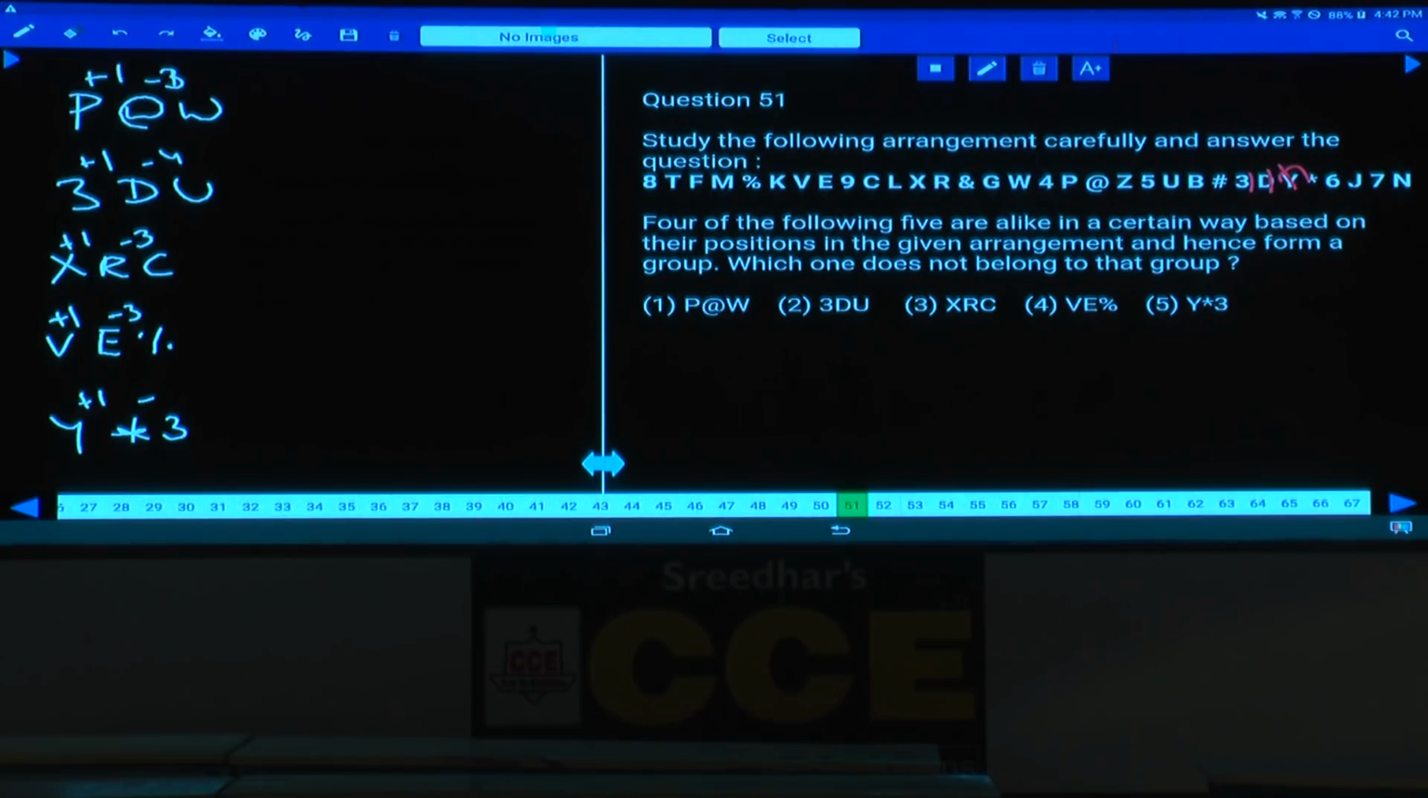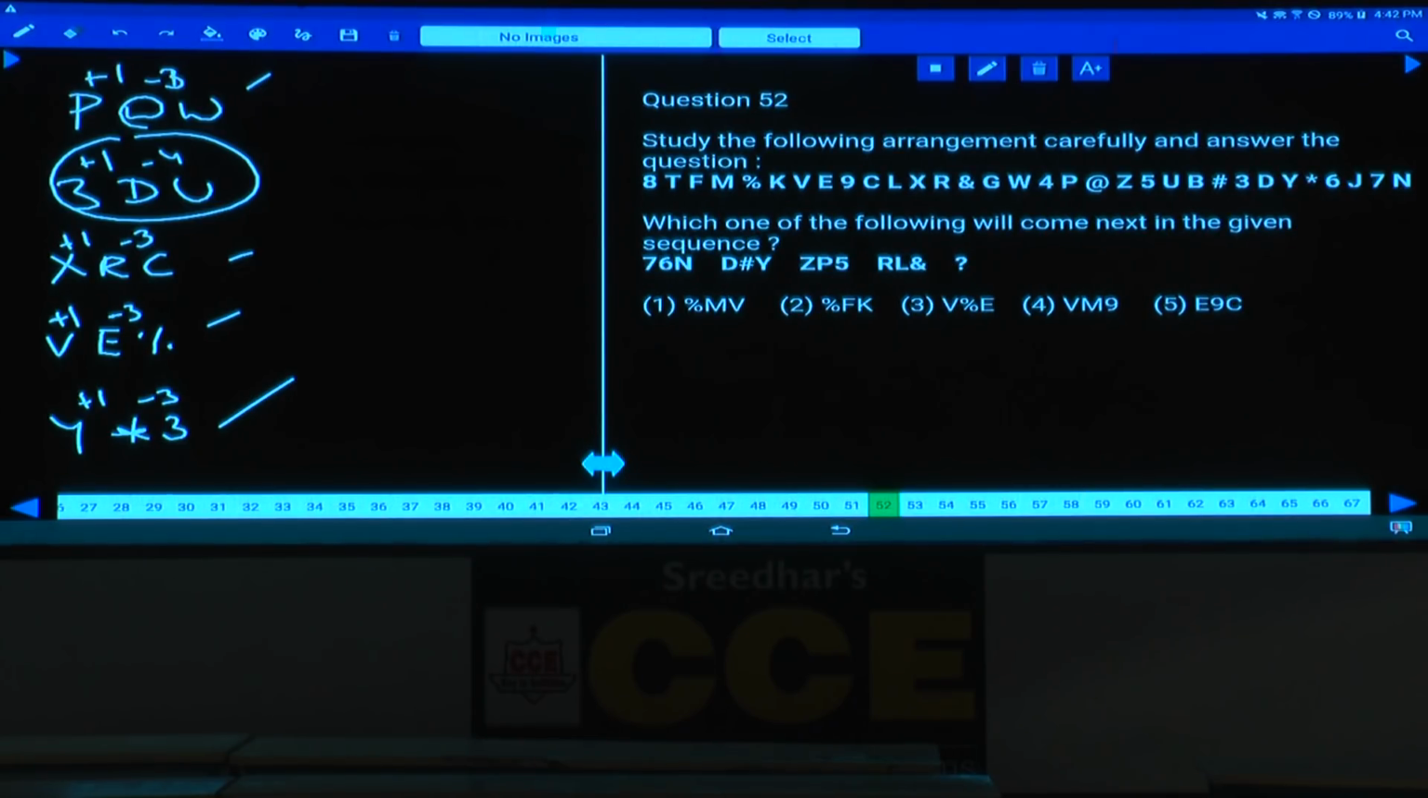Here it is plus 1, minus 3, plus 1, minus 3, which is constant, but in one case it is plus 1, minus 4. What is the odd one here? Choice 2 is the odd one. Except in choice 2, in the remaining terms the relation between the elements is plus 1, minus 3, plus 1, minus 3. Hence choice 2 is the odd one. That is question number 51, choice 2.